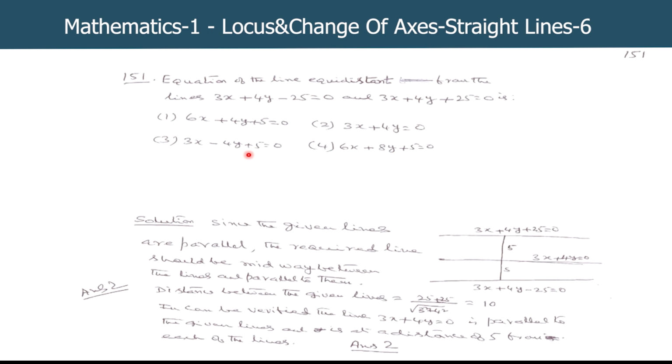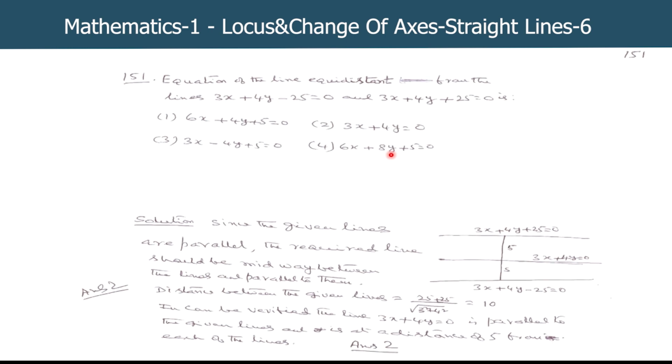Next, 151. The equation of the line equidistant from the lines 3x plus 4y minus 25 equal to 0 and 3x plus 4y plus 25 equal to 0 is: 6x plus 4y plus 5 equal to 0, 3x plus 4y equal to 0, 3x minus 4y equal to 0, and 6x plus 8y plus 5 equal to 0. Now, you can see that the two given lines are parallel lines, and the distance between those two is modulus of 25 plus 25 by square root of 3 square plus 4 square, that means 50 by 5, which is 10. So, the distance between those two parallel lines is 10.